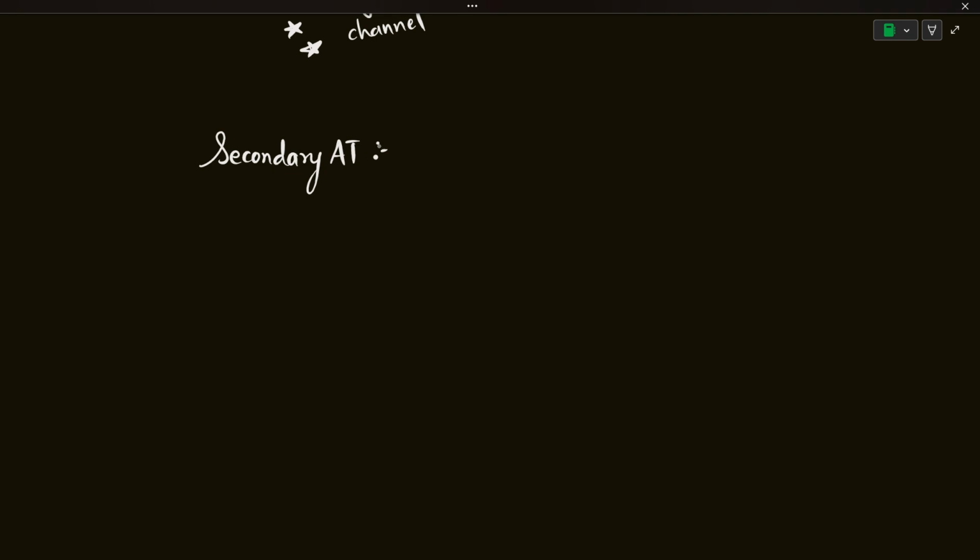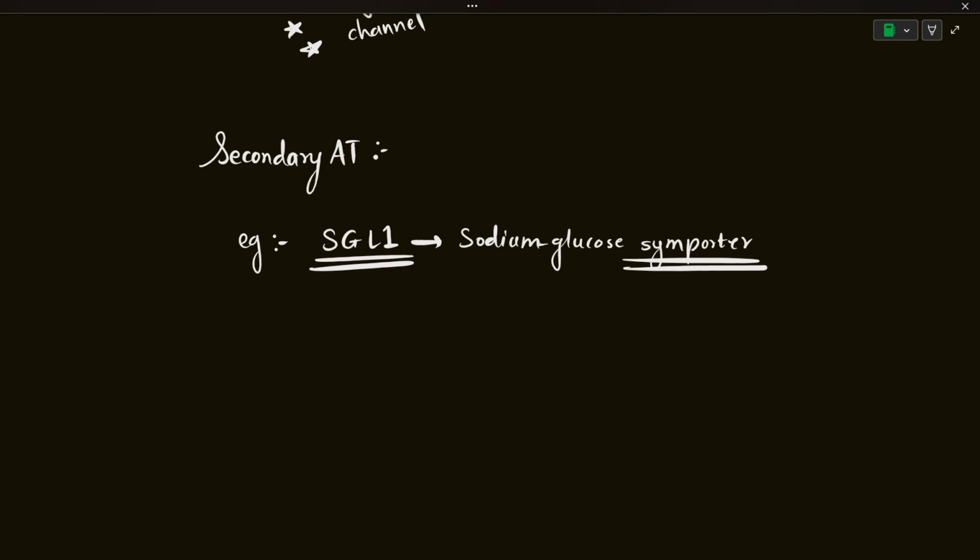So let's just take an example. SGLT1. This is a sodium glucose transporter. If I'm saying symporter, it means both of the molecules are going to move in the same direction. The two molecules here are sodium and glucose, right? So the sodium and glucose are both going to move in the same direction. So as I said previously, in secondary active transport, we are going to use the already preset concentration gradient.